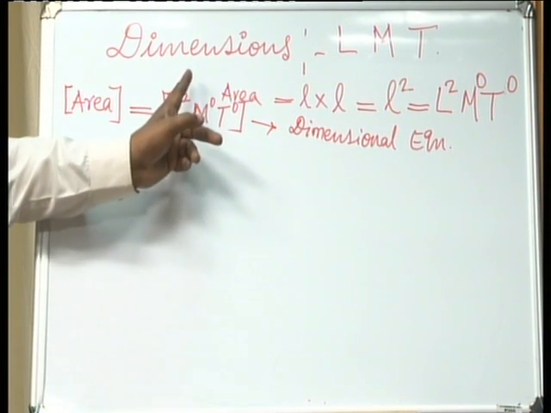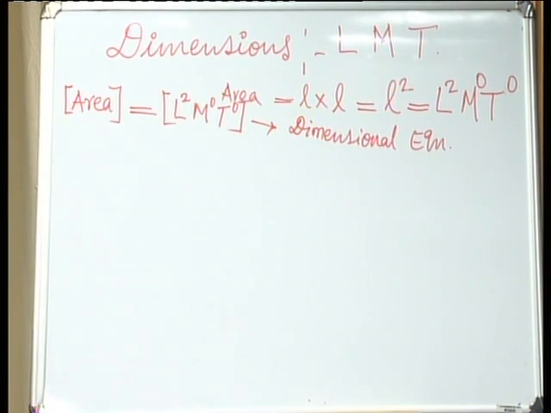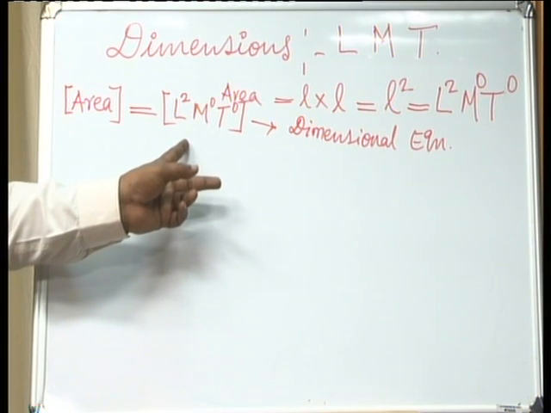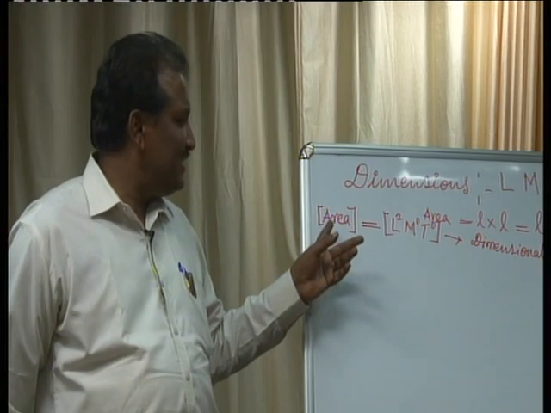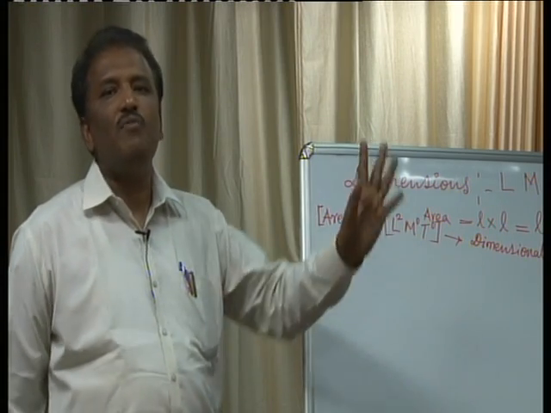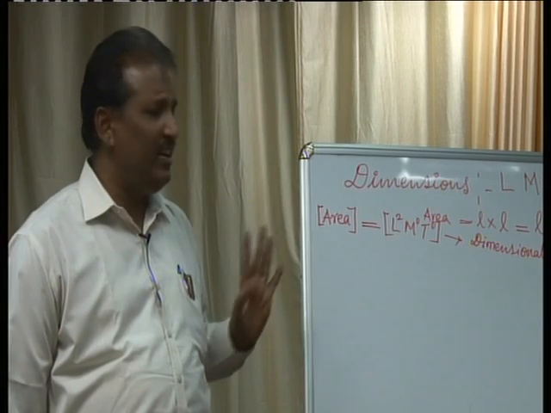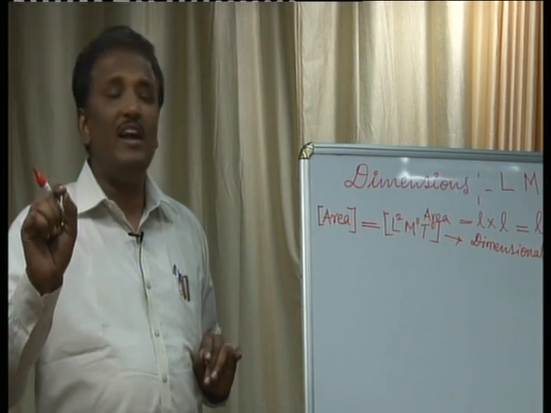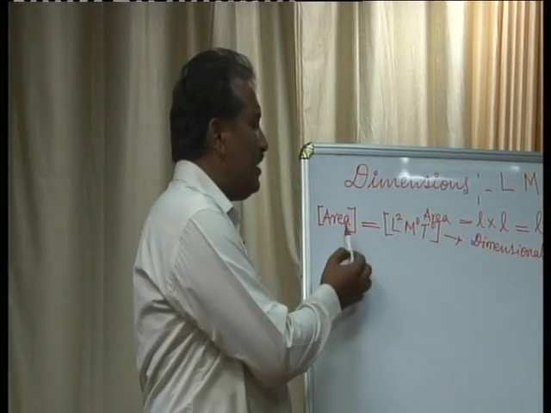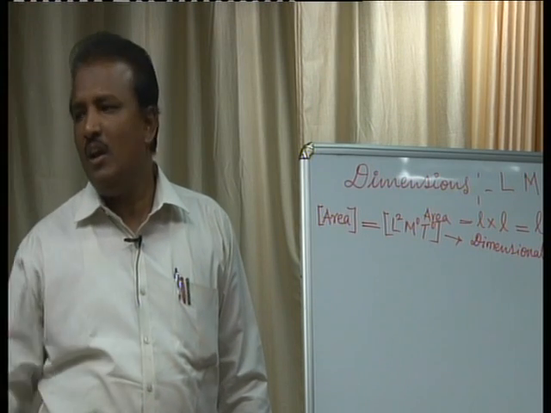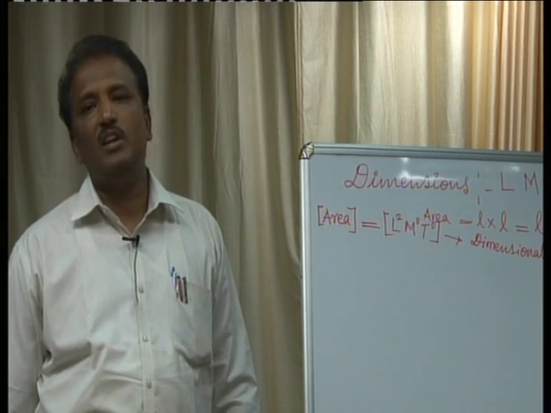RHS, it is L to the power of something, M to the power of something, T to the power of something, all are fundamental quantities. So, this is referred to as a dimensional equation or formula. What it says is, it connects the relation between the derived quantity and the fundamental quantities. Any equation, any formula which connects the relation between fundamental quantities and derived quantities is called a dimensional equation. What is a dimensional equation?